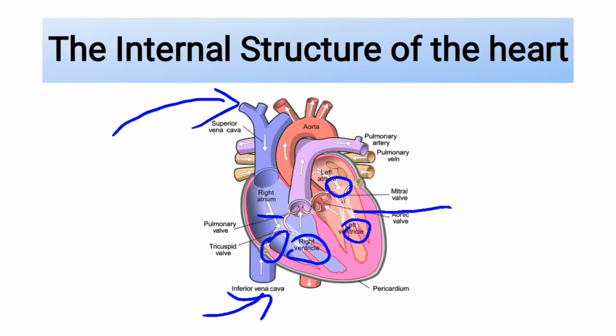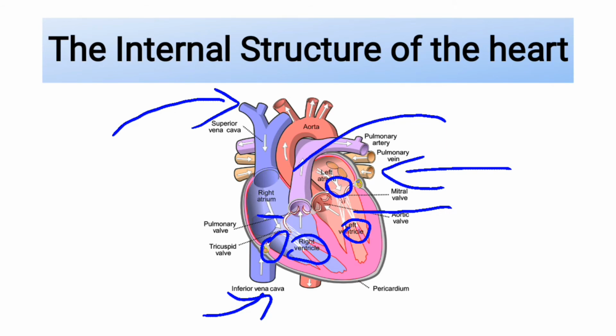We also have the pulmonary artery. This is the artery that brings blood, this artery here, into the lungs from the right ventricle for the process of oxygenation to take place. We also have the pulmonary vein. This is the vein that brings blood, this vein over here. It is the vein that brings blood from the lungs into the heart.